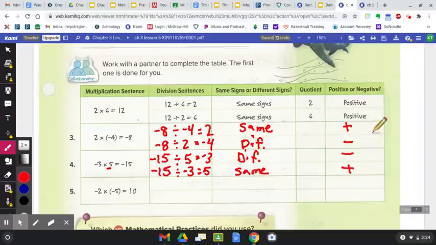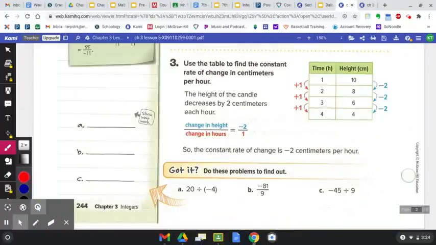So the integer rules for division are the same as they were for multiplication. And you can see why, because I can take a multiplication sentence and turn it into a division sentence. All right, so scroll down, you've got a book in front of you, hopefully. Flip to page 244, and down at the bottom, we have these Got It problems, A, B, and C. I want you to take a minute to do each of these.